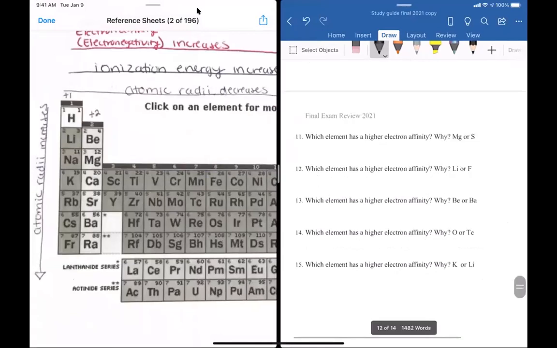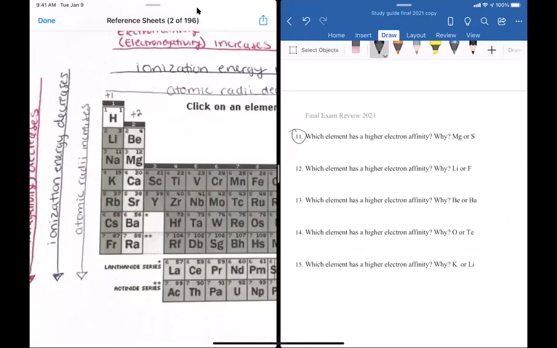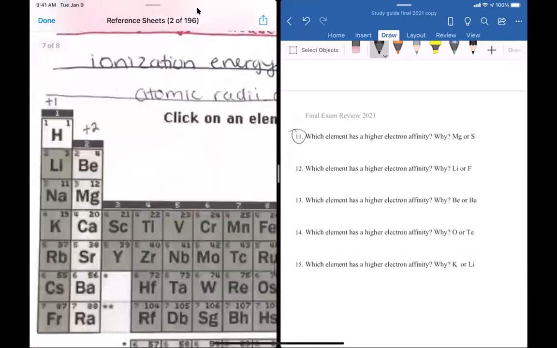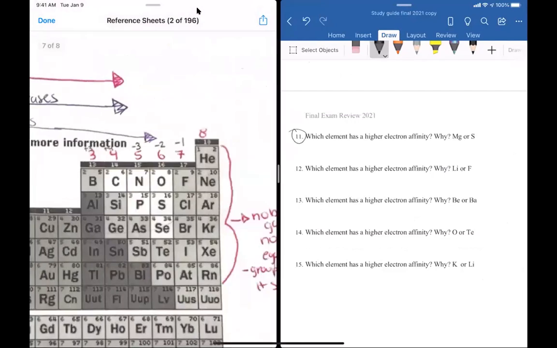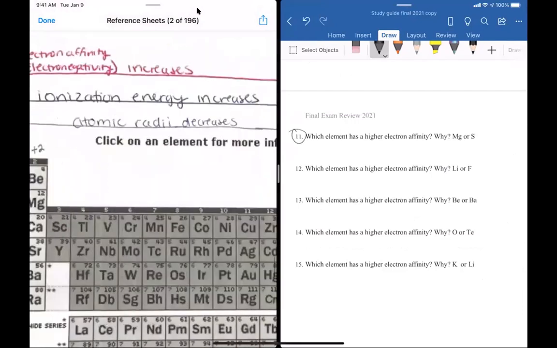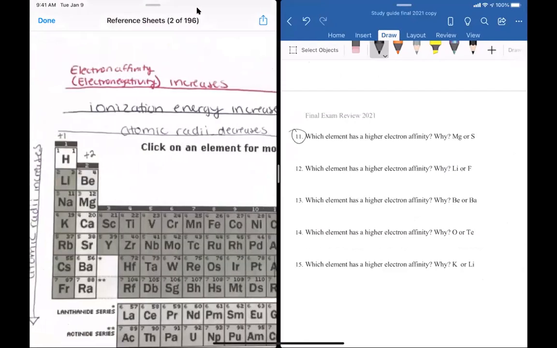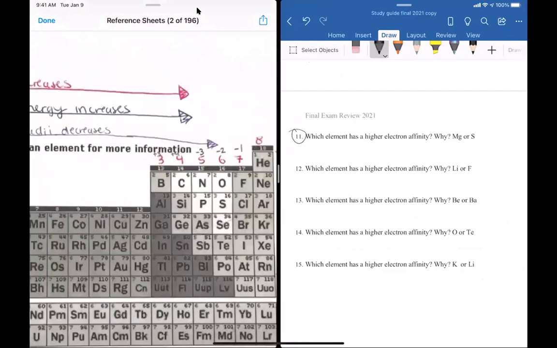All right, let's look at number 11. What element has higher electron affinity, Mg or S? So Mg is right here. Okay, Mg is right there. S is farther to the right. Again, Mg is in the left side, S is farther to the right. Electron affinity is the last trend at the top. It says electron affinity increases. So we have more. So very similar to the top. So that means S obviously has more electron affinity.